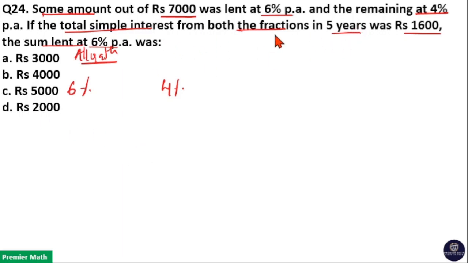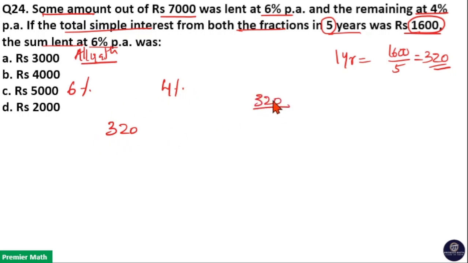Now, total simple interest received for 5 years is 1600. Then annual interest, that is interest for 1 year, is equal to 1600 by 5, which is equal to 320. So 320 is the annual interest. I will write it in the middle. Now 6 and 4 are in percentage format, so I should write 320 in percentage format as well. 320 is received from this total sum 7000. So 320 out of 7000 in percentage is, 00 cancel, 32 by 7%. So write it in the middle.